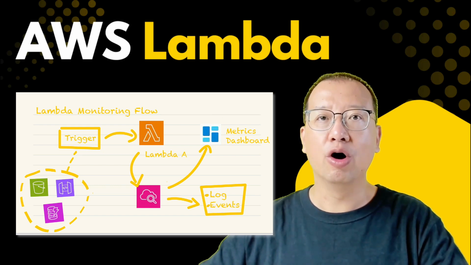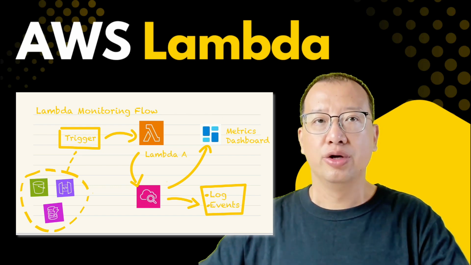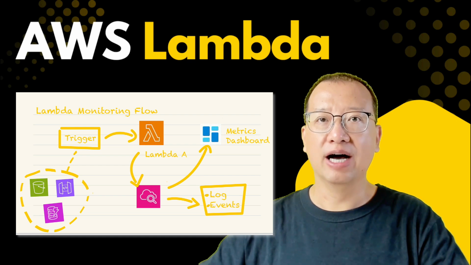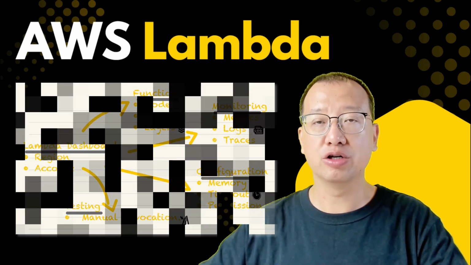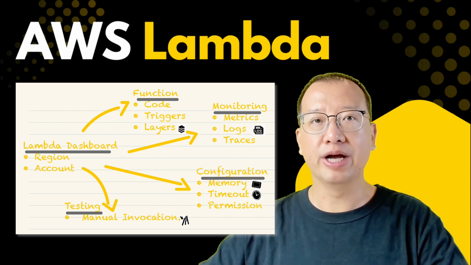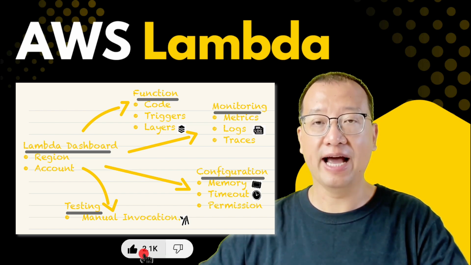After that, we'll build real-world features. Use API Gateway to create a web API. Use S3 triggers to process files automatically. Use EventBridge to run tasks on a schedule.